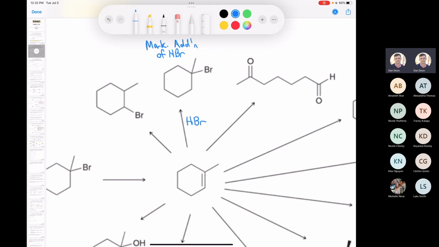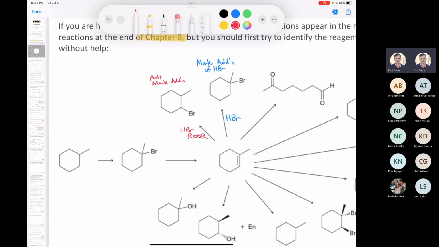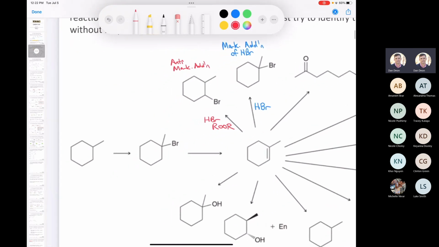Now, if we go counterclockwise to the next reaction, we have an anti-Markovnikov addition. So this is anti-Markovnikov addition of HBr. So for that, we need HBr, and we need to have some organic peroxides in there. And that's a mechanism that we would have covered in chapter 10. We covered the initiation, propagation, and termination.